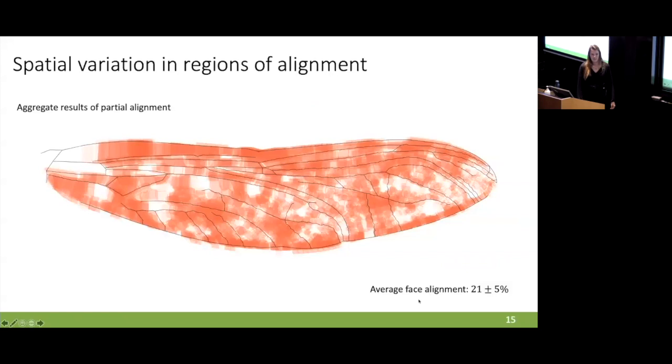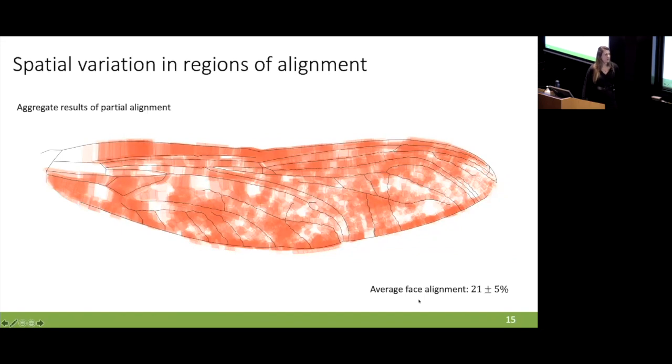So this is an aggregate result of all full and partial alignment across my entire data set. On average, it's about 21% alignment. And what I want you to see in this picture is that it's not a uniform orange color across the whole vein. The colors serve as a heat map of alignment. So where the color is strong, that means there's a lot of alignment there. And when the color is weak, that means nothing has aligned in that region.